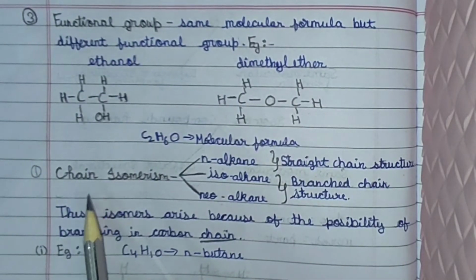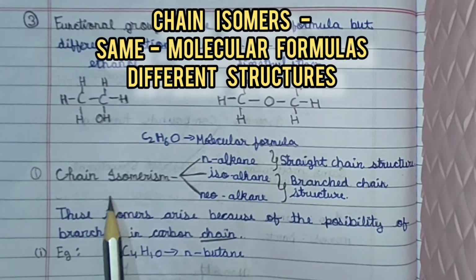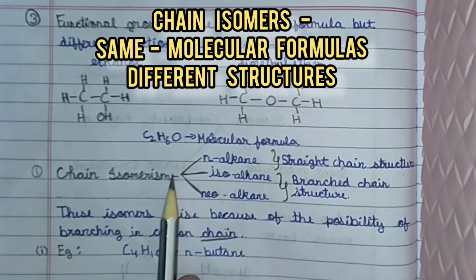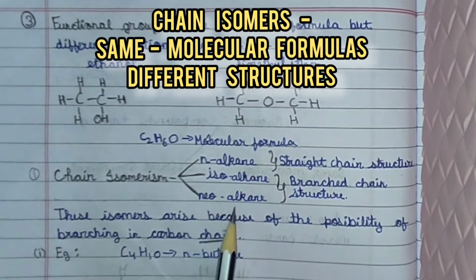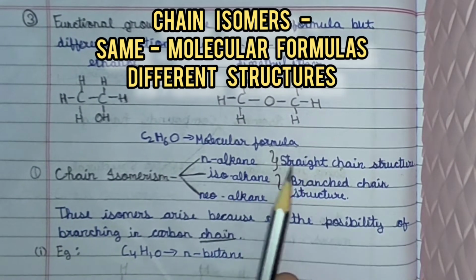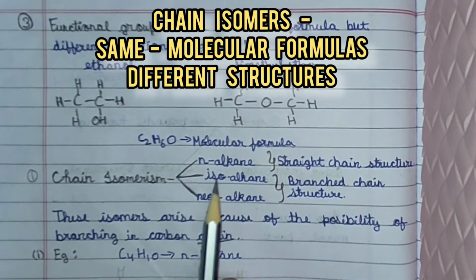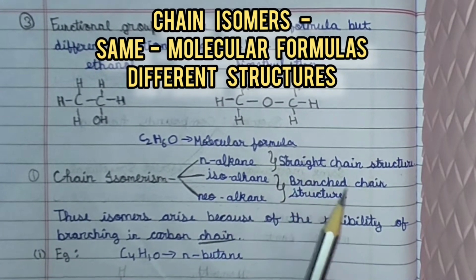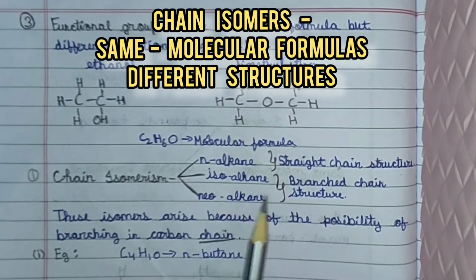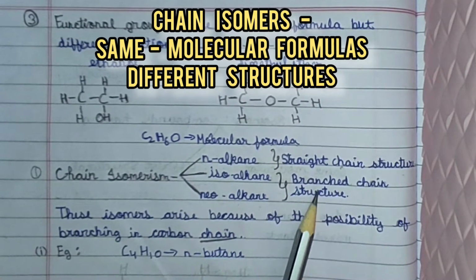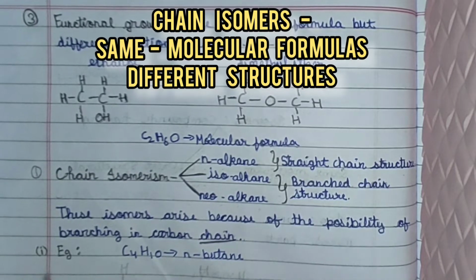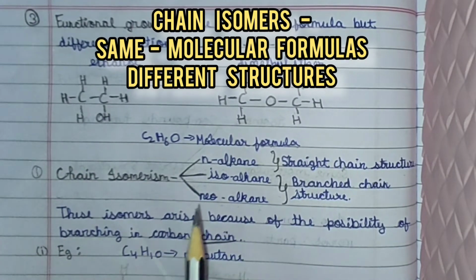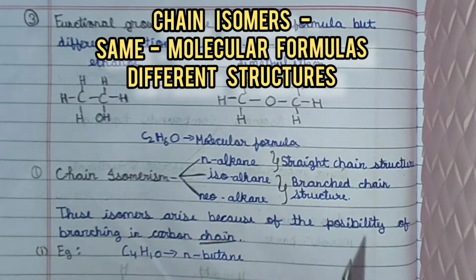Okay, so now we will study chain isomerism in detail. So chain isomerism has three parts, that is N-alkane, isoalkane and neoalkane. So N-alkane will have straight chain structure, isoalkane will have branched chain structure, and neoalkane will also have branched chain structure. Now these isomers arise because of the possibility of branching in carbon chain. So that can be straight chain or branched chain.